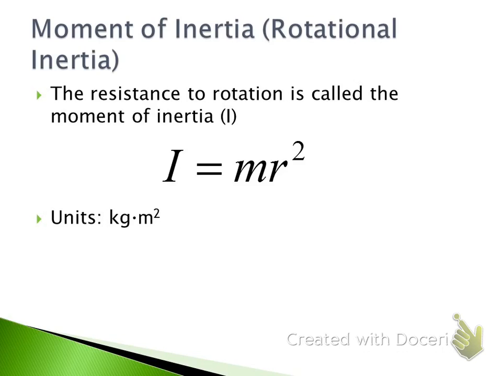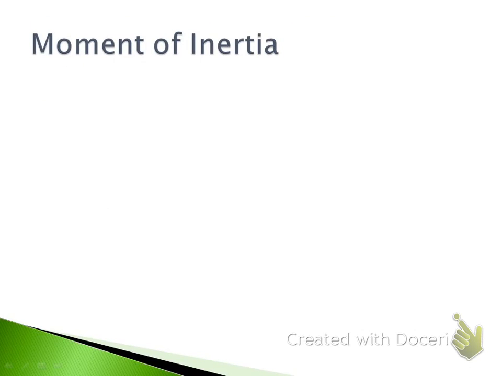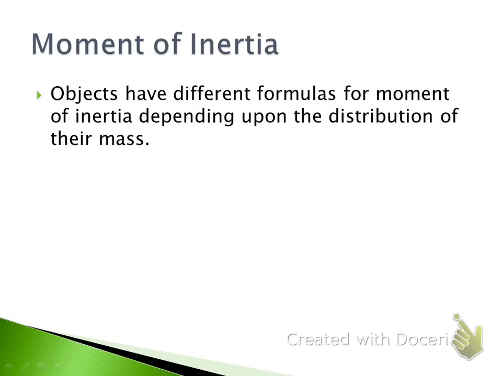Okay. The reason there's so many different equations for moment of inertia is because it depends on the shape of the object. Okay? They have different formulas for moment of inertia depending on the shape, depending on how the mass is distributed through that object. So the distribution of mass in a hula hoop is very different than the distribution of mass in a solid circular plate. Right, does that make sense?